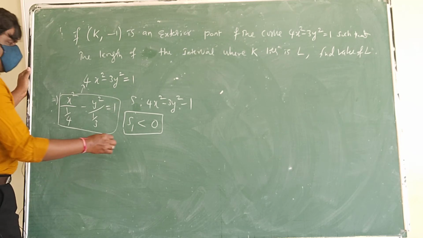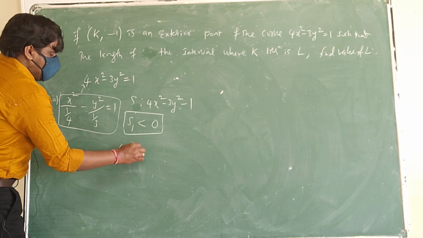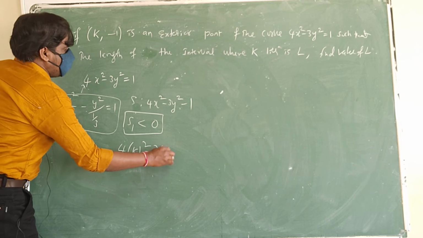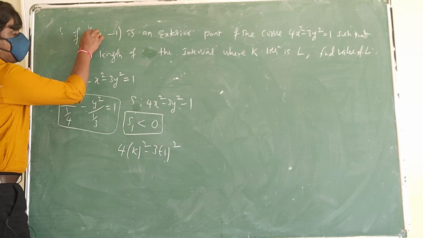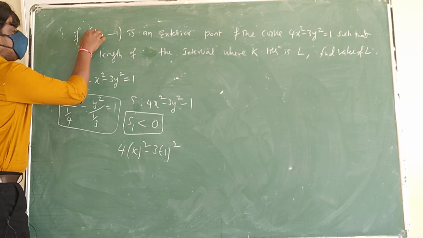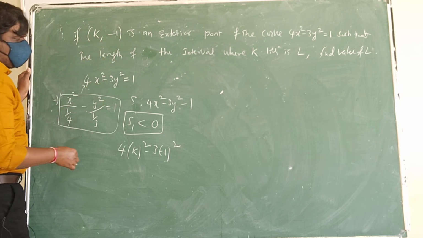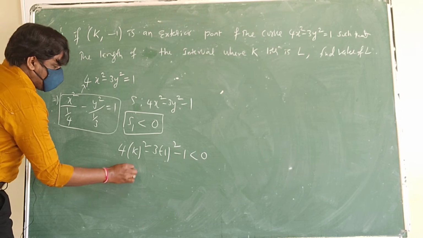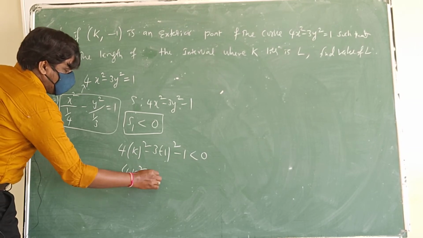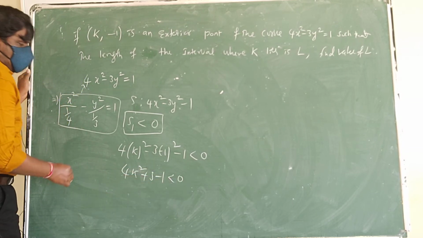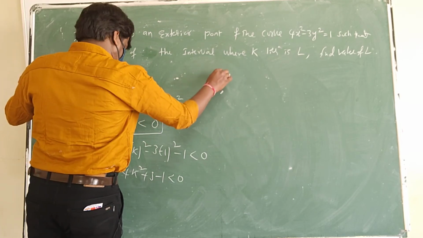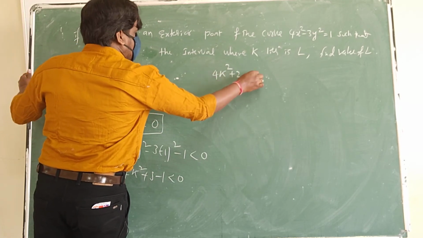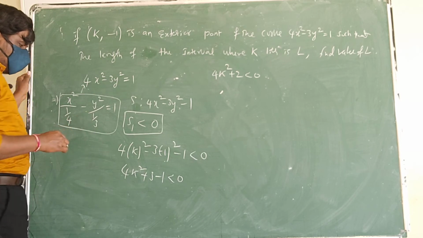It means S1: if I substitute 4k square minus 3 into 1 minus 1, because for this point I have to substitute x equals k, y equals minus 1, this value should be less than 0. So 4k square plus 3 minus 1 less than 0. It means I am getting here 4k square plus 2 less than 0. Am I right?